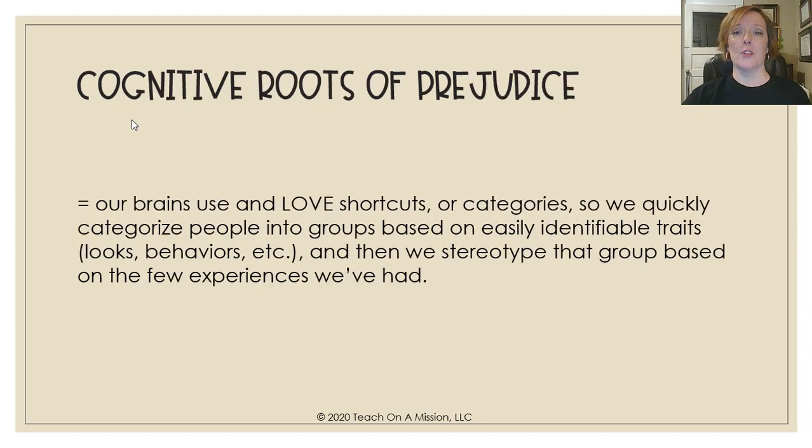The cognitive roots of prejudice: our brains use and love shortcuts, or categories. So we quickly categorize people into groups based on easily identifiable traits, most easily their looks, but also their behaviors and their social groups. And then we stereotype that group based on the few experiences that we've had.